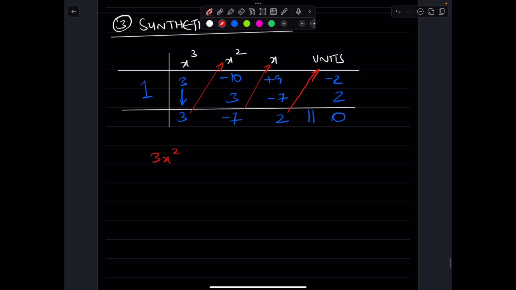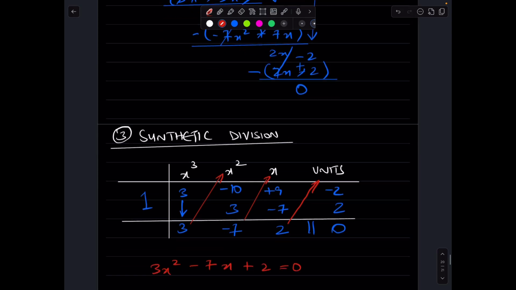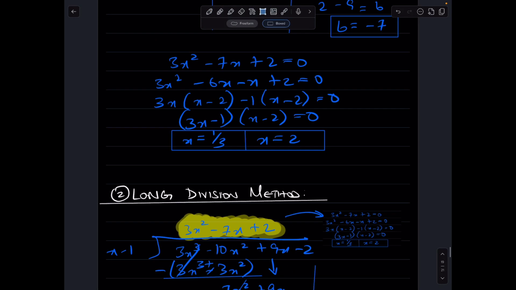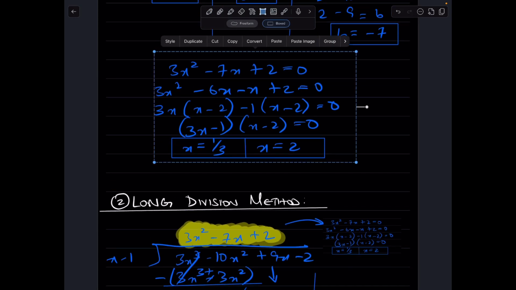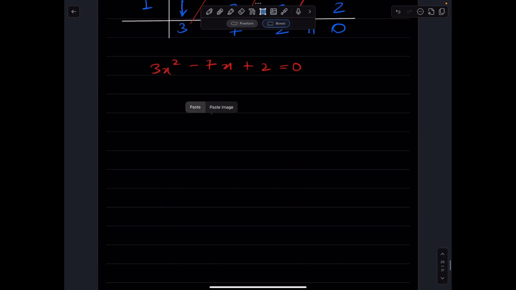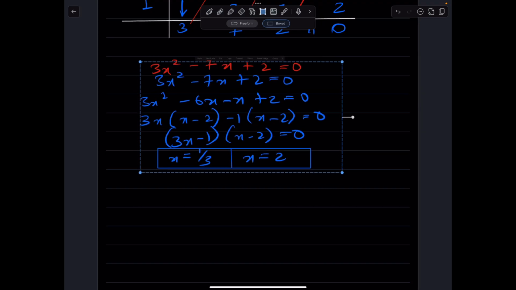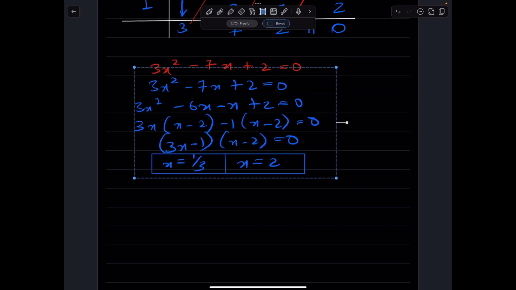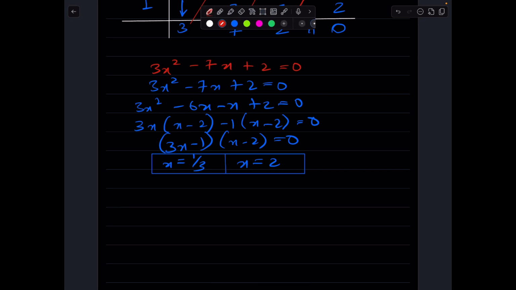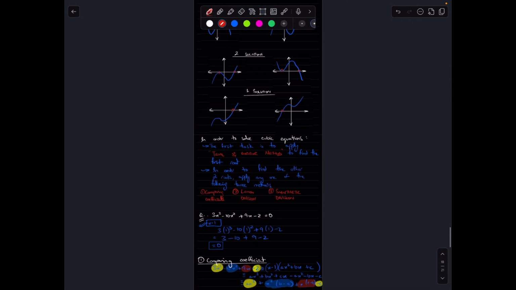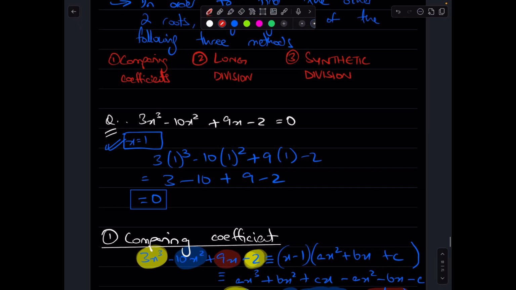So 3 goes with x squared and then we have minus 7 which goes with x and then we have plus 2 as a constant. Equate this to 0 and this is the exact same quadratic equation which we had here. We'll copy this and paste this here again. So we solved this cubic equation through all three methods.